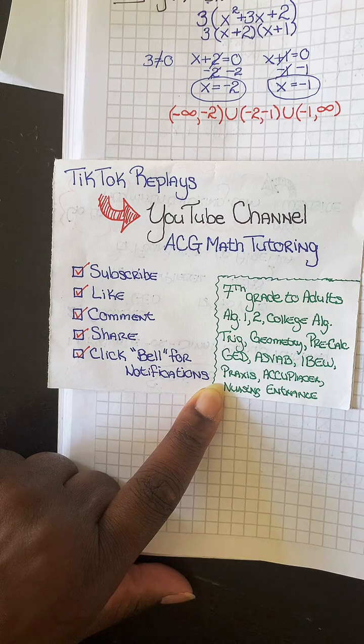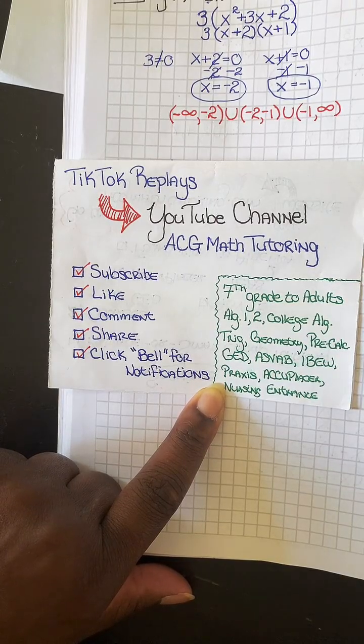Yeah, if you say just infinity before the negative 2, that will be wrong, because infinity does not go below negative 2. That's negative infinity. Okay.